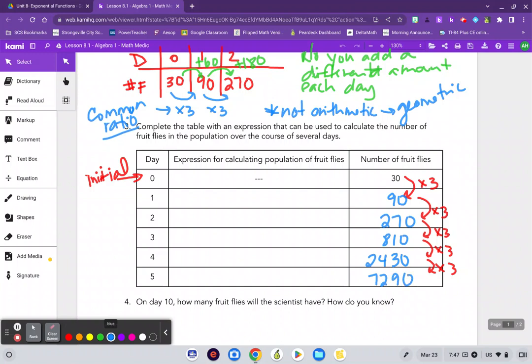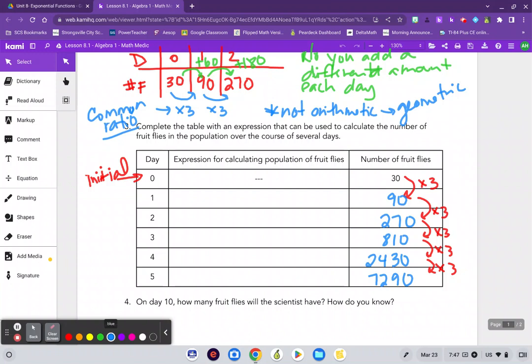But this middle section says expression for calculating the population of fruit flies. So if I know the output, I could easily come up with multiplying by 3 each time. But what about day 10, question 4 says? So should I just keep multiplying by 3? Surely there has to be another way I could approach this. And so we're going to talk about that.